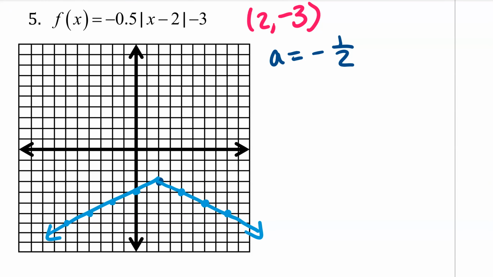Here's my work on number 5. My vertex, you should have changed that -2 to be a +2, and then -3 stayed the same. Now I did change my slope, -0.5. I did make it a fraction. A is -1/2, because I know how to graph a 1/2 slope. I don't really know what to do with a 0.5. So I changed it to a fraction, and that made it a lot nicer.